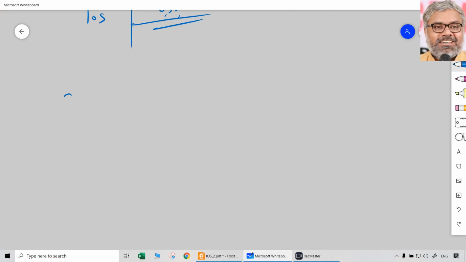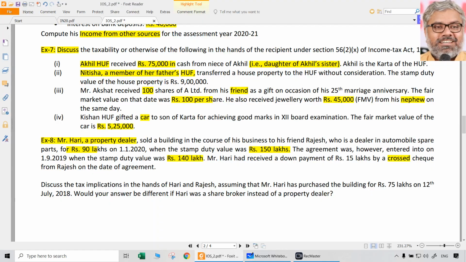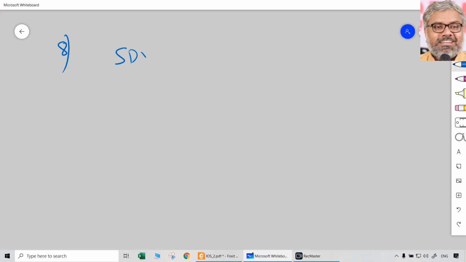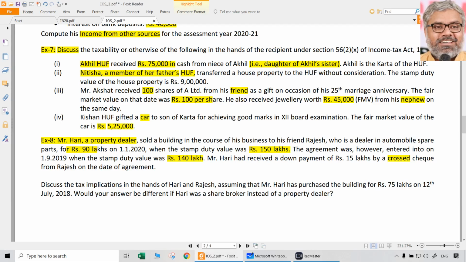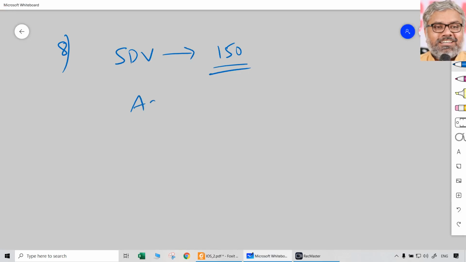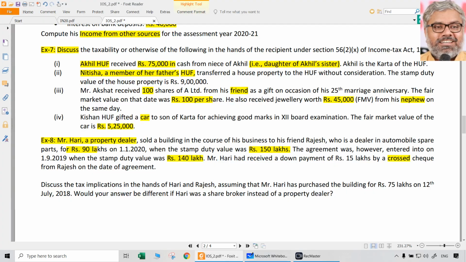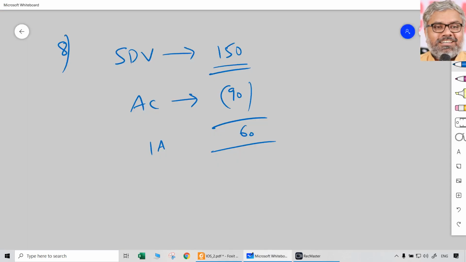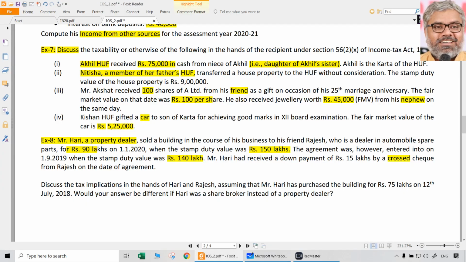So this is question number 8. What should be taken as stamp duty value? First of all, stamp duty value should be taken as 150 lakhs, not 140 lakhs. So ignore that 140 lakhs first of all. Then what is the actual consideration? Actual consideration is 90 lakhs, which means what is the inadequacy? Inadequacy, let us say, is how much? 60 lakhs. The question is, is that taxable for the recipient? Who was the recipient? Rajesh.